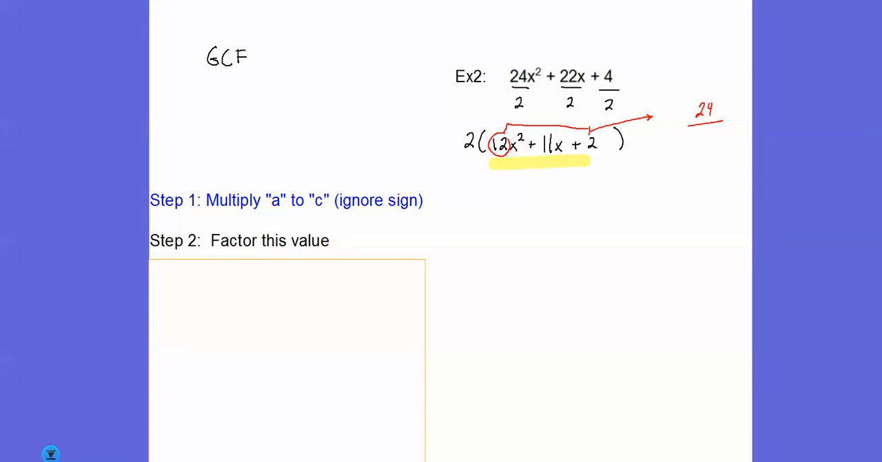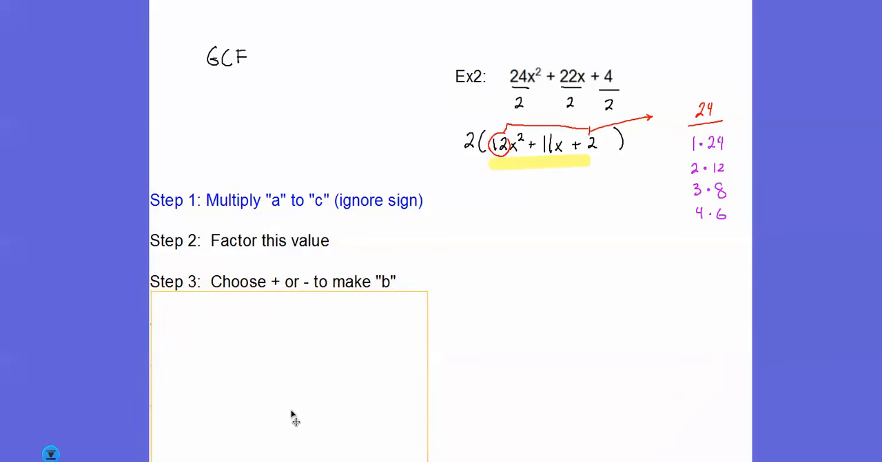So when I factor 24, I will have 1 multiplied to 24. I will have 2 multiplied to 12, 3 multiplied to 8, 4 multiplied to 6, 5 doesn't work, and that's the only number left between 4 and 6. Next step, I'm going to choose to add or subtract and make b.